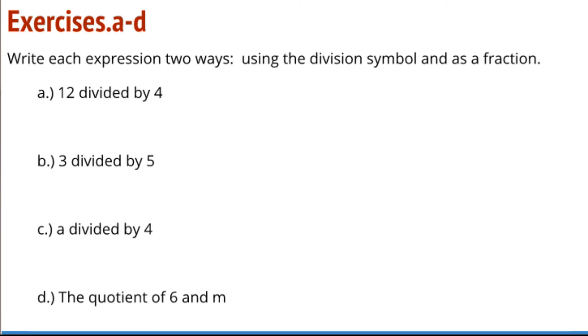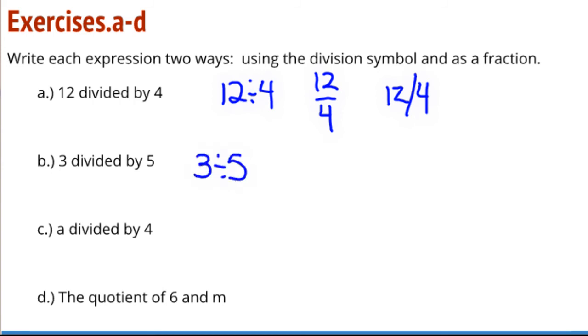All right, so take a moment and think your way through these exercises. And when you're ready, go ahead and continue the video, and you'll be able to see my work if I manage to hold it together. So it says division symbol and fraction. 12 divided by 4, which is 12 over 4, or 12. All right, there we go. 3 divided by 5.